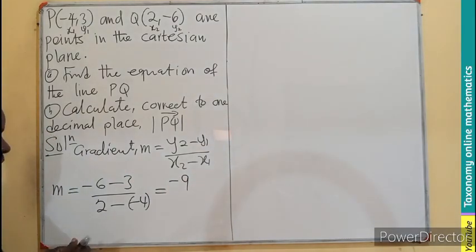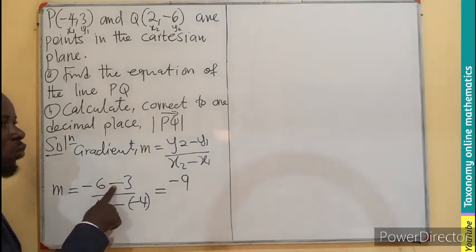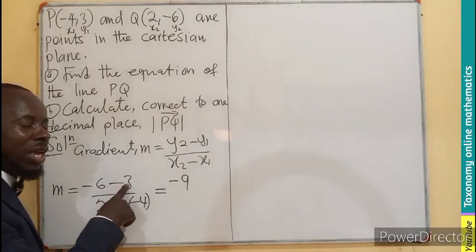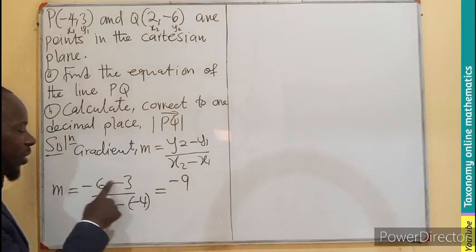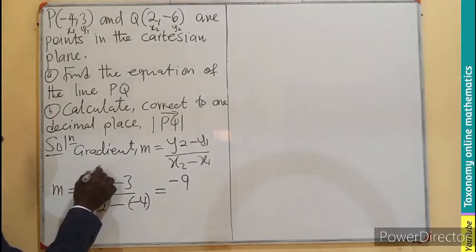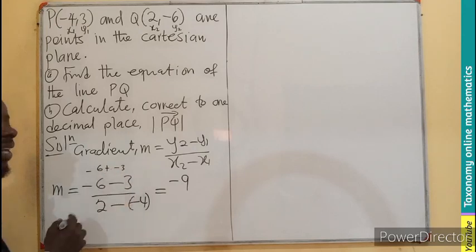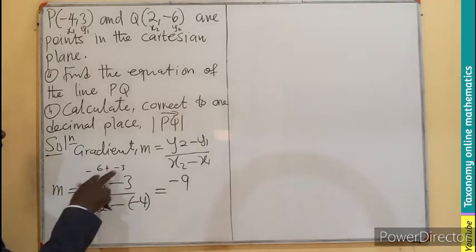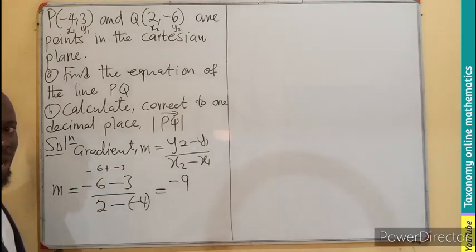How do we do that? We maintain the sign, change this to addition, then we change this to subtraction. Meaning this would have been minus 6 plus minus 3. And you have two negatives coming together, which gives you still a minus 9.